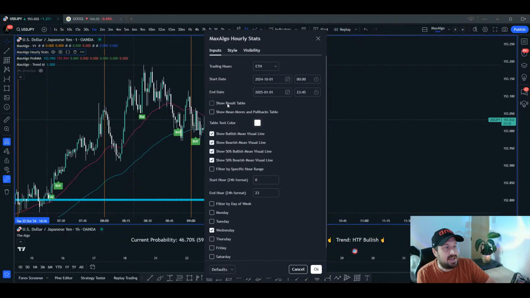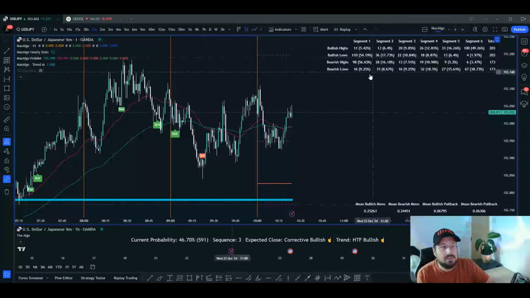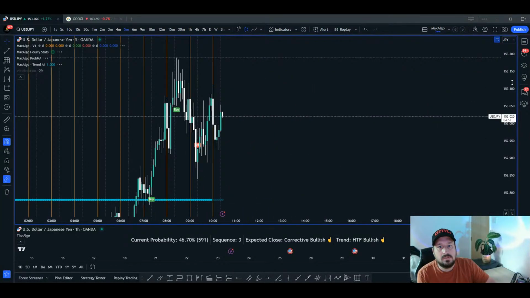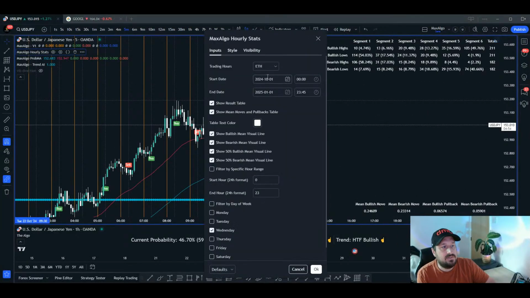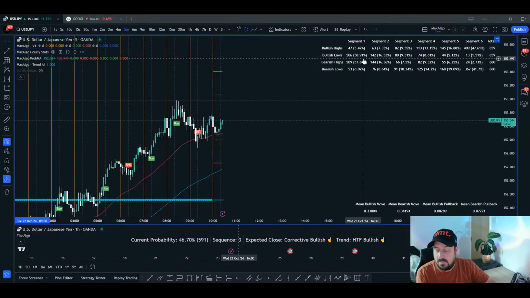So let's bring up the hourly stats. We can see here on USD JPY. Let's go up to the 5 minute. Let's increase our date range. So based around 880 candles, on bullish we have a 58% probability on USD JPY that the low is in the first 10 minutes, and a 16% probability that it's in the next 10 minutes. So in the first 20 minutes, you can see we have a 75% probability that the lows are in, and bearish is around about the same.